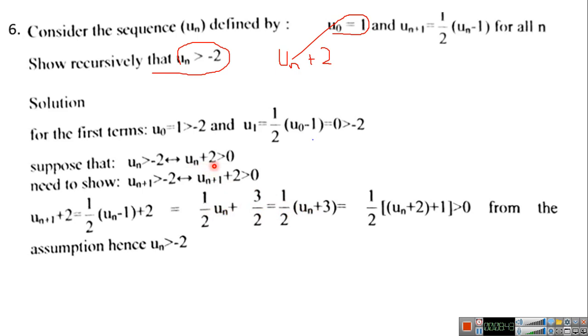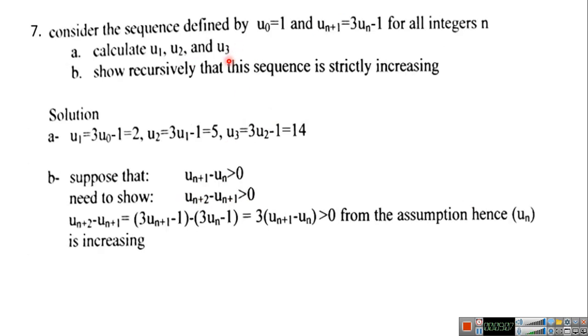However, here I have un plus 2, I need to use the supposition. un plus 3 can be written as un plus 2 plus 1. If this is positive here, plus positive is positive, times positive is positive. So from supposition, un is bigger than minus 2. So that's why this term is bigger than 0, so I have proved what I want.